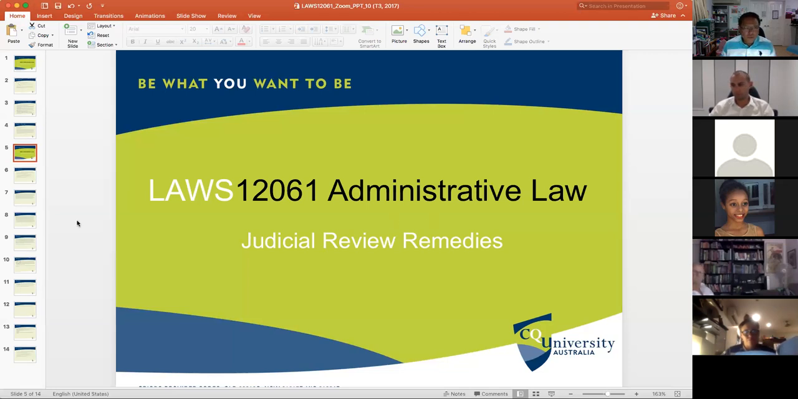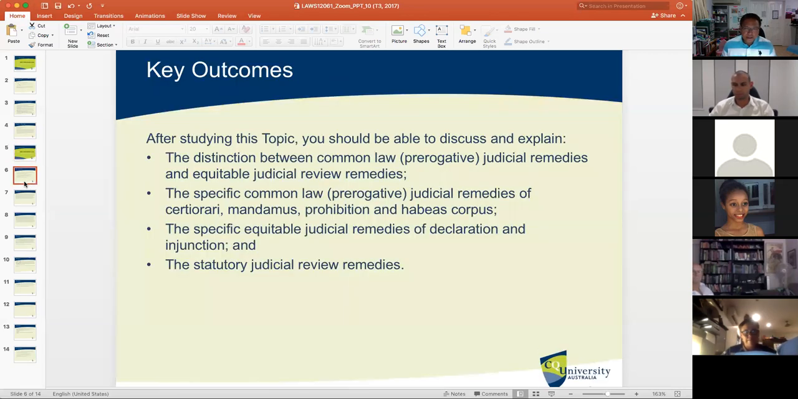So tonight, after studying this topic, you should be able to discuss and explain the distinction between common law prerogative judicial review remedies and equitable judicial review remedies. And even if we know that a lot of the remedies are now present in the ADJR Act, the application or the exercise of these judicial review remedies is still curtailed or evaluated to a great extent on the basis of case law. And that relates to common law and equitable judicial review remedies.